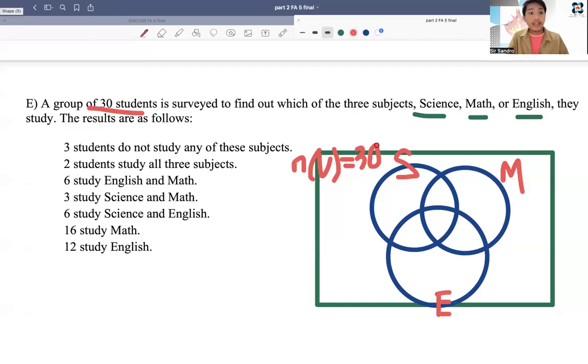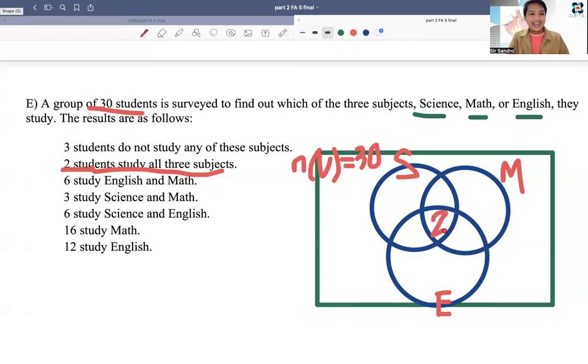Now let's fill in the regions of this Venn diagram. Again, we go from the inside out. So let's start with this one, the intersection of the 3. 2 students study all 3 subjects. You can underline it so you won't overlook any data. 2 students study all 3 subjects. So we can write 2 here.